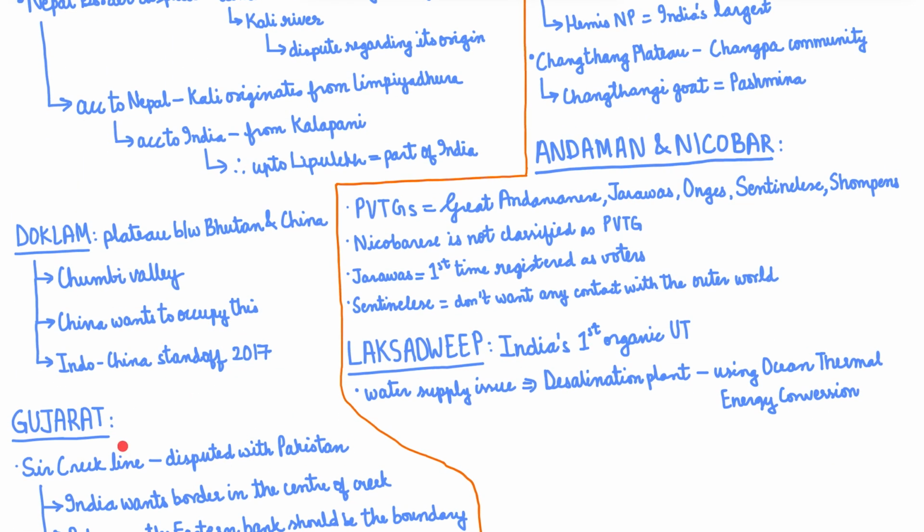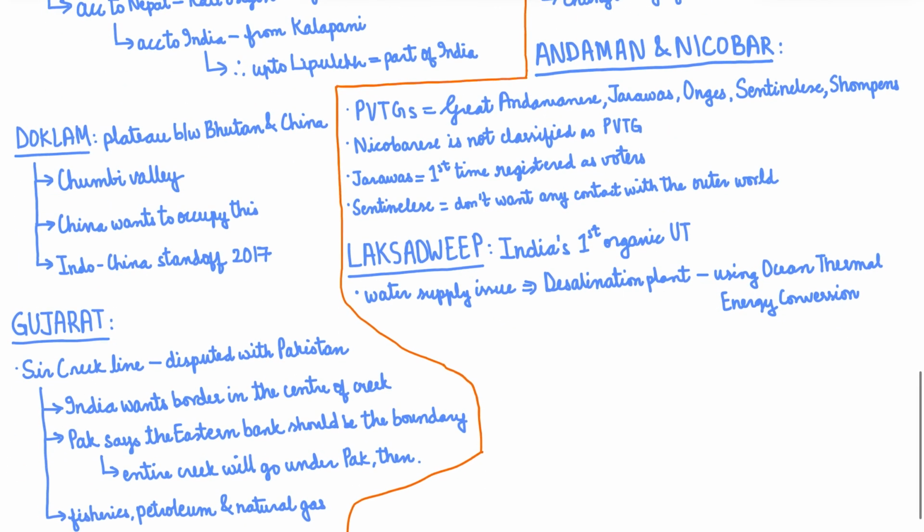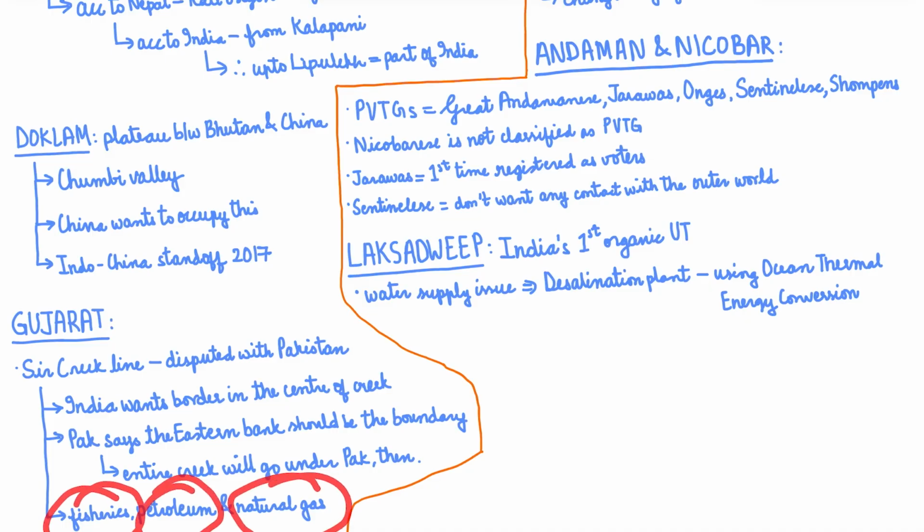In Gujarat, we have the Sir Creek line. This is basically disputed with Pakistan. India wants the border in the center of the creek, whereas Pakistan says that the eastern bank should be the boundary. The entire creek, if this happens, would go to Pakistan, because Pakistan is claiming the entire bank to be the boundary, whereas India wants the center of the creek to be the boundary. And it is so contentious and so valuable because it is rich in fisheries, petroleum, and natural gas.